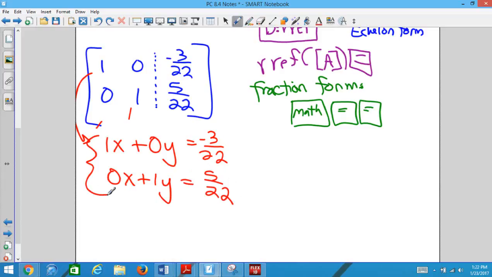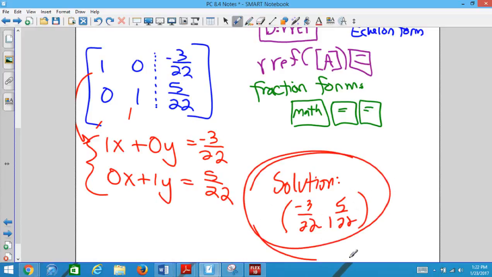And we were trying to solve the system. When we solve the system, we find what x equals and what y equals, and we write it as an ordered pair. So our solution is going to be negative 3 over 22, comma 5 over 22. Well, that took a while because I had to explain everything. Let's see how long it actually takes when we do it.